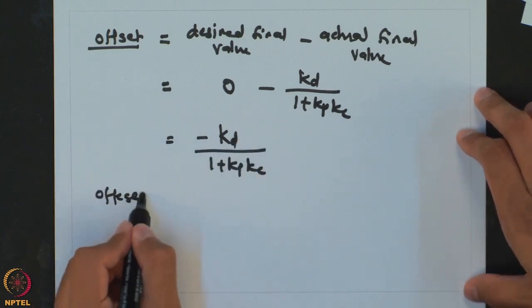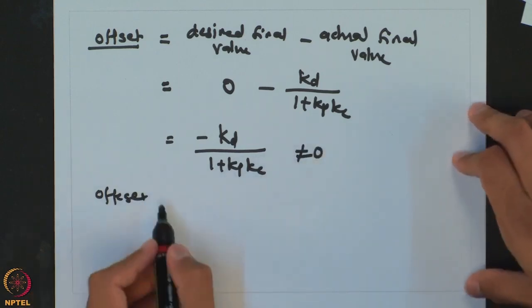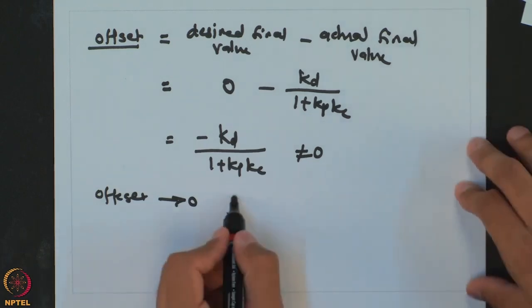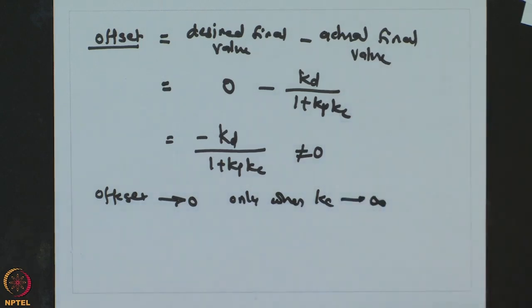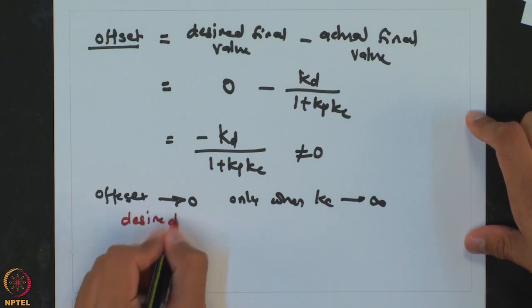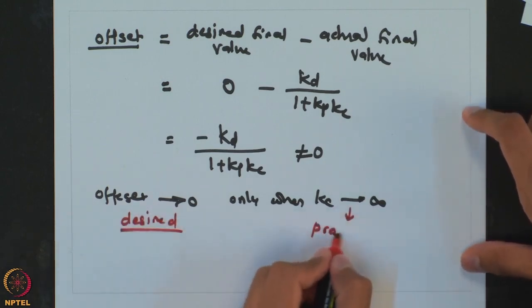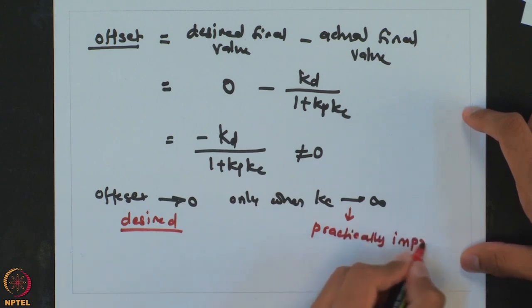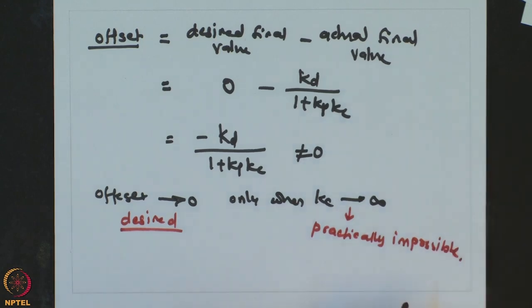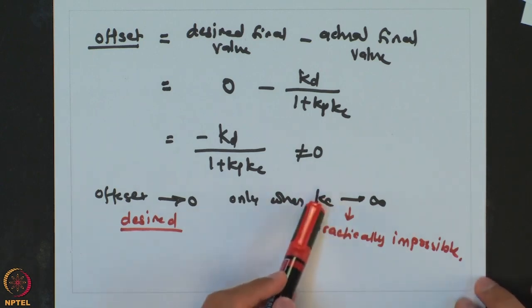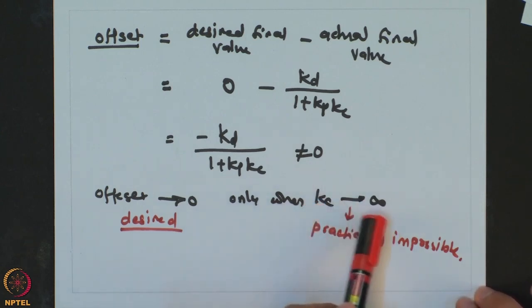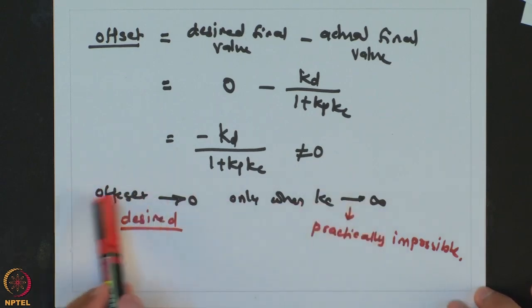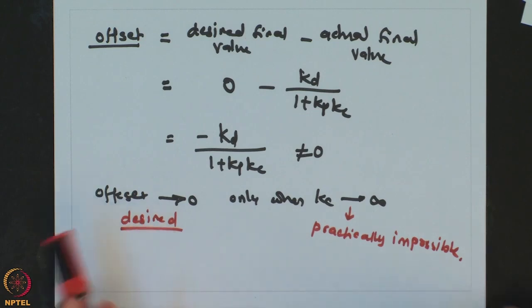And this offset is not equal to 0 for any finite values of controller gain. Offset tends to 0, which is desired, only when Kc tends to infinity. Now this is desired and this is practically impossible, as you cannot infinitely increase the gain. Only mathematically it is possible, because this will eventually lead to the manipulated variable going to its upper or lower bound. So the manipulated variable will get saturated for some high finite value of Kc, and you will never be able to achieve zero offset in the presence of only a proportional controller.